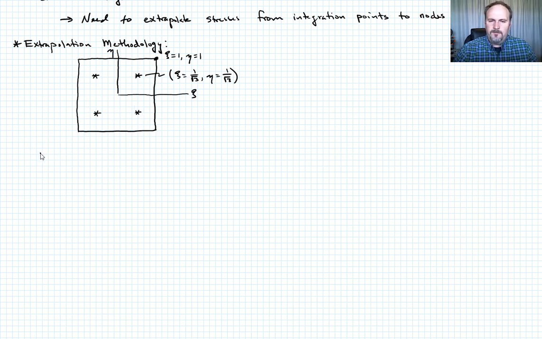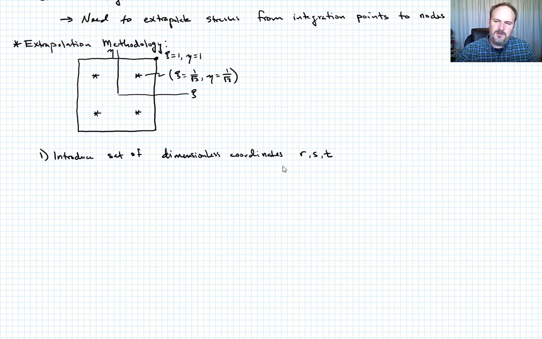So step 1, we're going to introduce a new set of dimensionless coordinates, and we'll call them R, S, and T. In the example here, since we're only in 2D, we'll just have R and S. And what we're going to do is have the values such that R equals 1 and S equals 1 at, let's say, the upper right integration point.